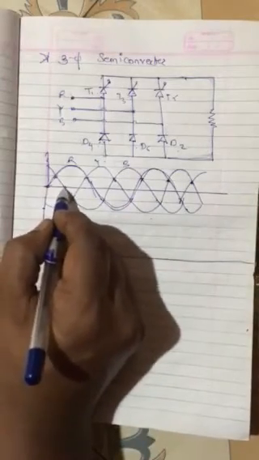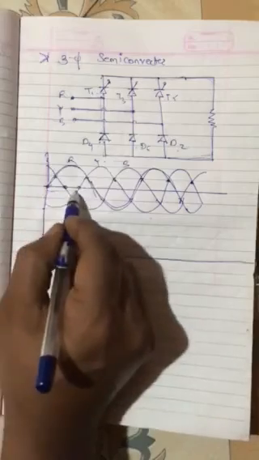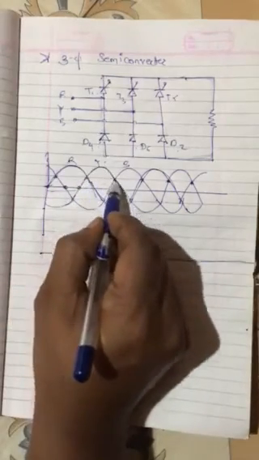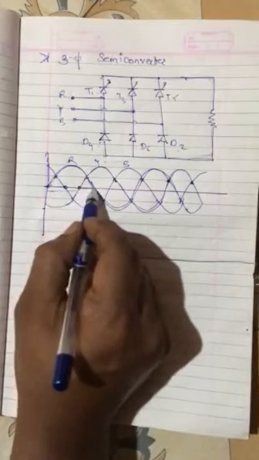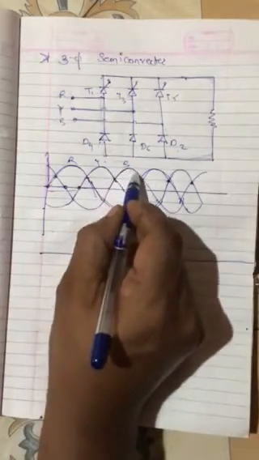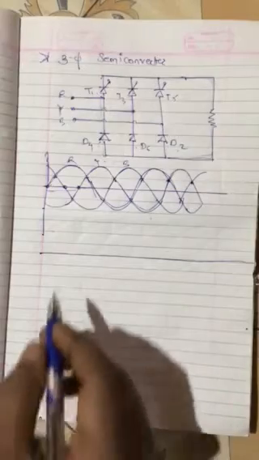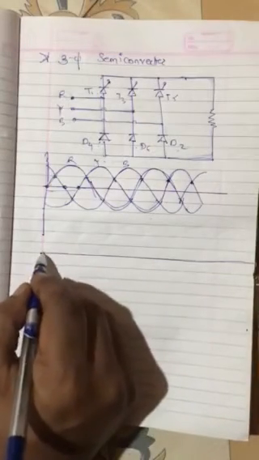This is 0 degree, this is 60 degree, this is 120 degree. From 120 Y starts, and it gets completed like this. Then after another 60, B starts. So this is the simple supply voltage. Now we will study the line voltages.